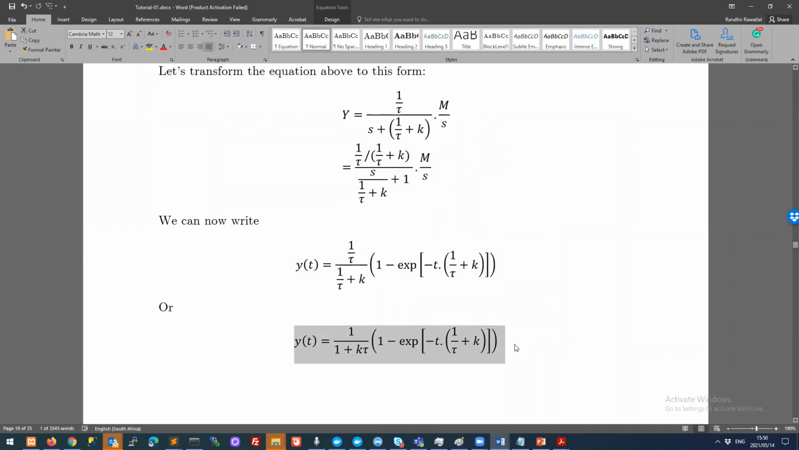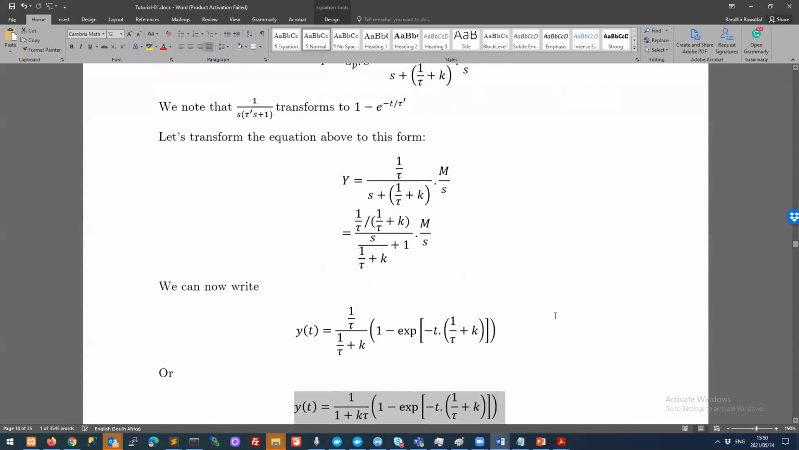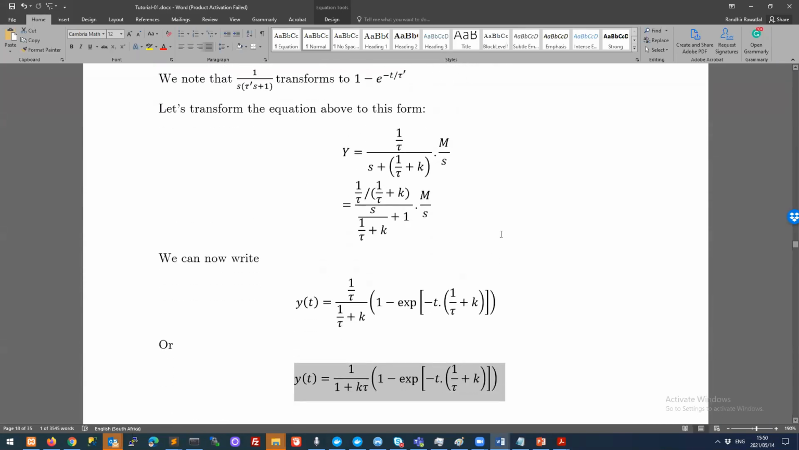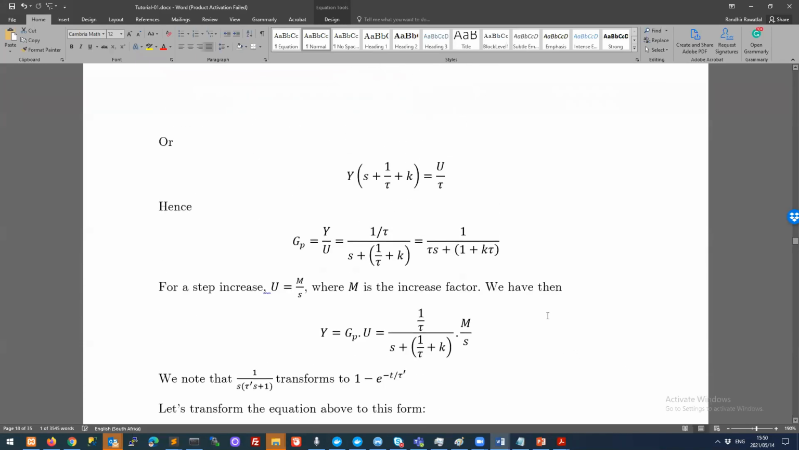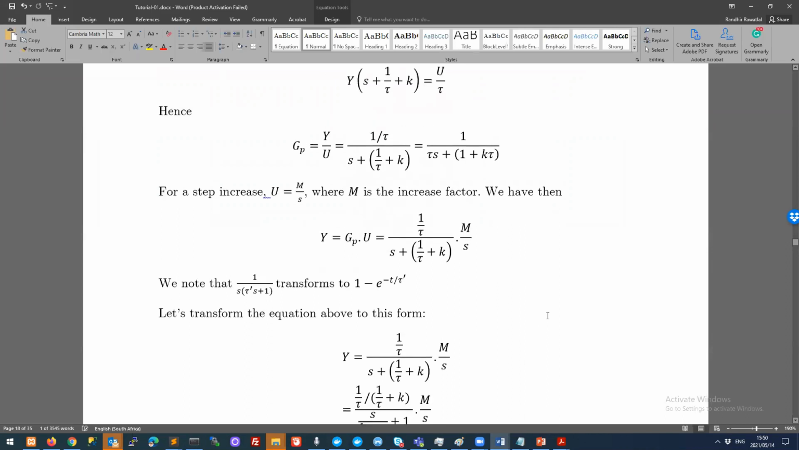So if you have a step in M, then this is how it's going to change in time. Actually, I think there's a missing M somewhere here. I seem to have forgotten the M. I think this whole thing needs to be multiplied by M. But anyway, you've got your time function here. So that's how easy this makes it.